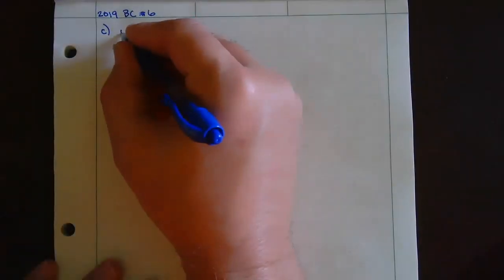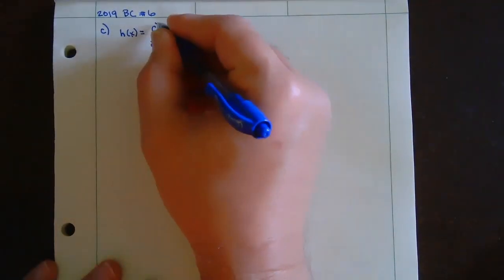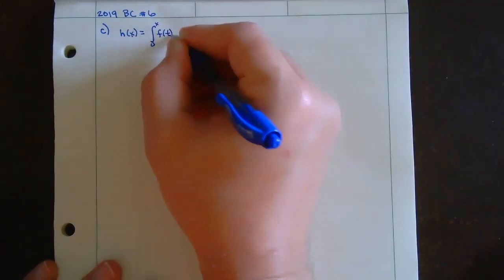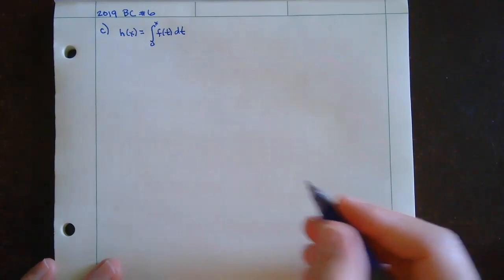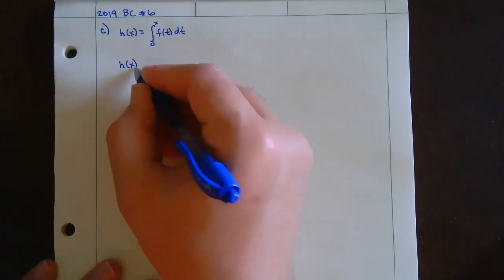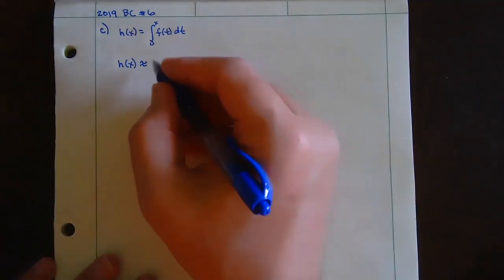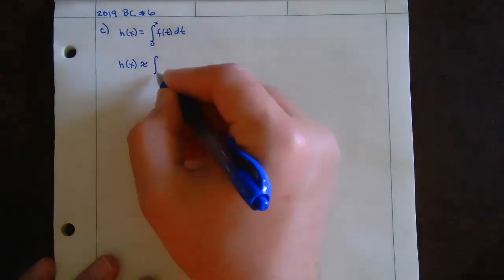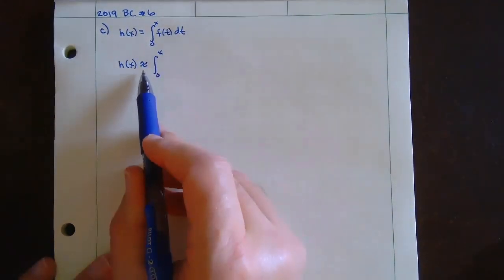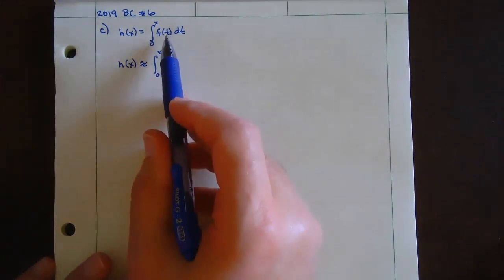So they're telling you that h of x is equal to the integral from 0 to x of f of t dt. So that would mean h of x could be approximated by integrating that Taylor polynomial from part A. So this would be equivalent to the integral from 0 to x. This polynomial is an approximation for f of t, so this integral is going to be an approximation for h of x.